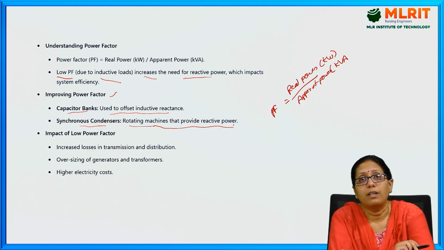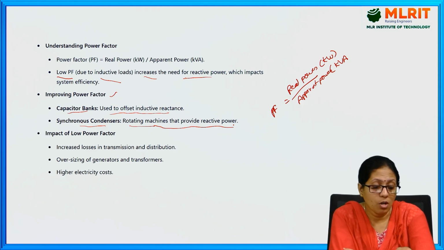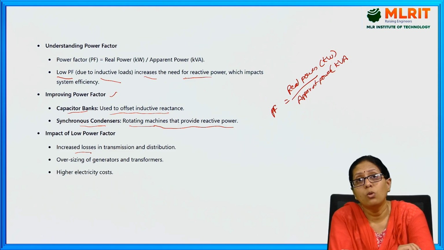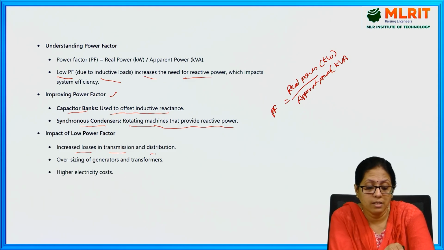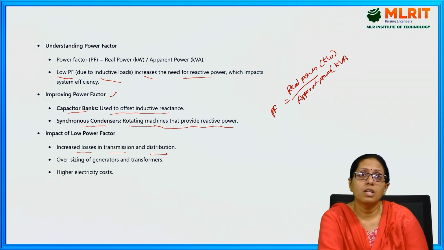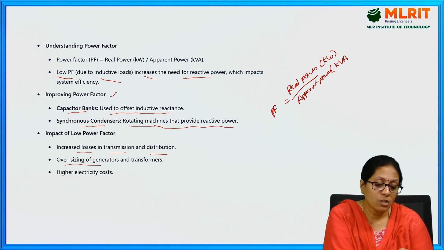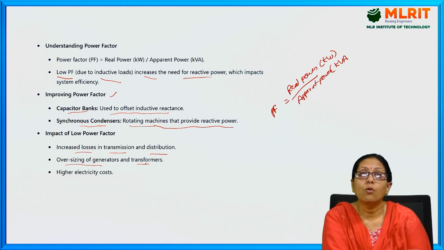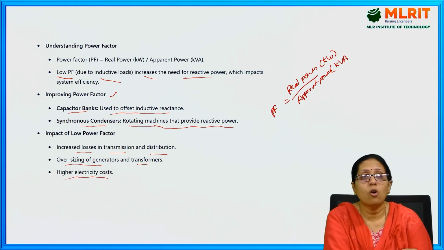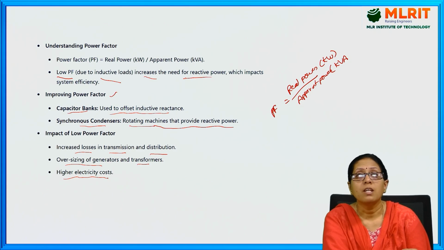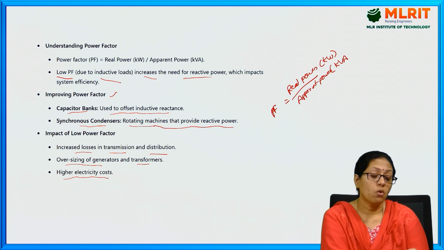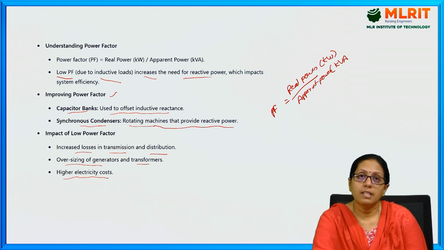Impact of low power factor. What is the impact of low power factor? Increased losses. That means when the power factor is low, the losses will increase in transmission as well as in the distribution. The overall sizing of the generator as well as the transformer also differs. Next one is higher electricity cost. The cost of electricity also increases when the power factor is low. So, when the power factor reduces, it increases the losses, it increases the electrical cost, and it increases the overall size of the generator as well as the transformers.